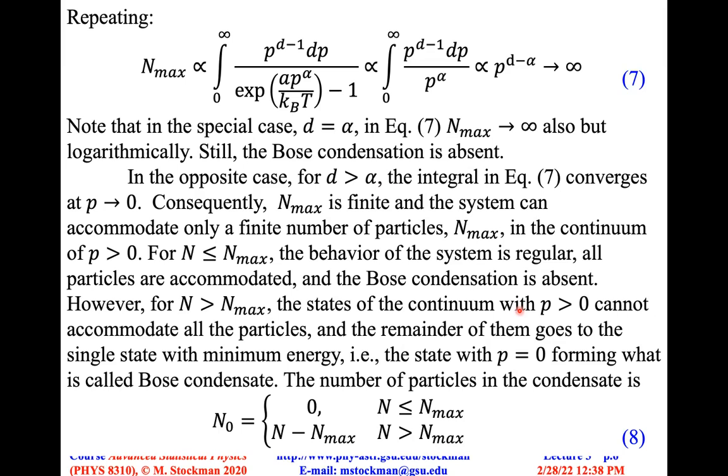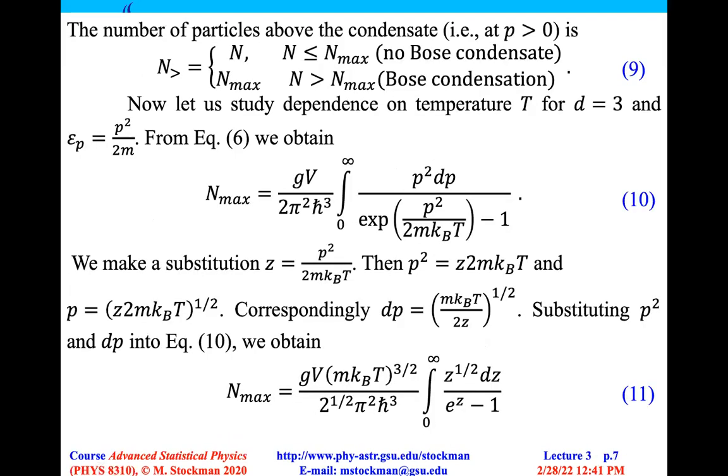In such a way, the number of particles in the condensate, if n is less than or even equal to Nmax, is 0. But as soon as I exceed Nmax, this excess number is in the condensate, and I call the condensate number N0. So there are some particles above the condensate, and above the condensate means in the continuum at p greater than 0. If there is no Bose condensation, if n is less than Nmax, then of course the number of particles above the condensate is the total number of particles. However, if there is Bose condensation, then above the condensate there can be only Nmax particles. So it's limited.